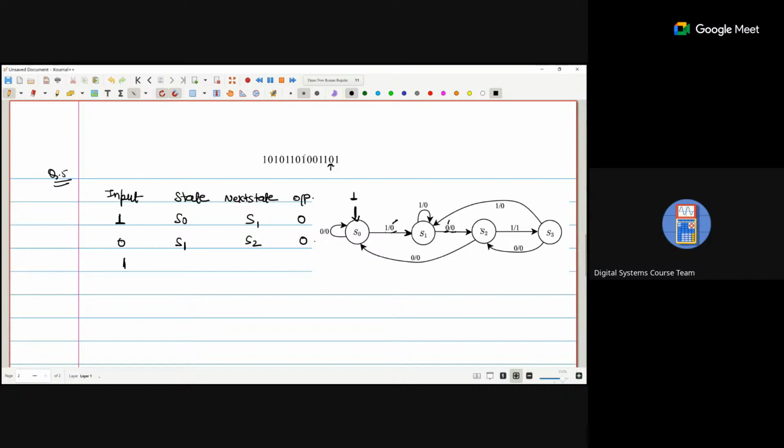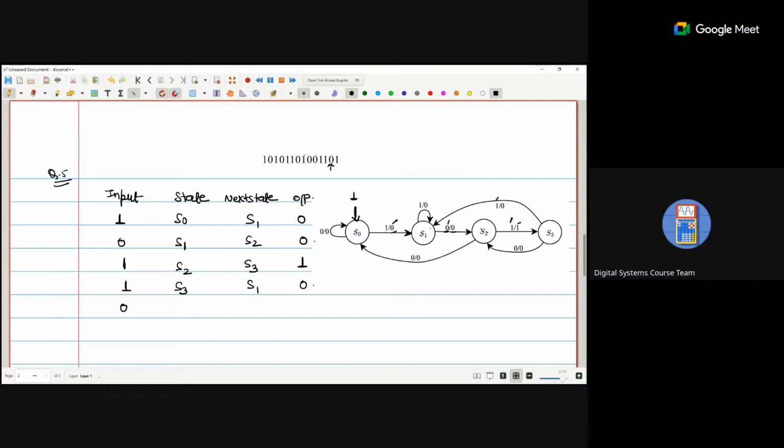Now again 1 is coming, present state is S2. So 1 is the input, next state is S3 and output is 1. Okay, this is the output. Now again it is 1. So 1 is the input, present state is S3, next state is S1, the output is 0.